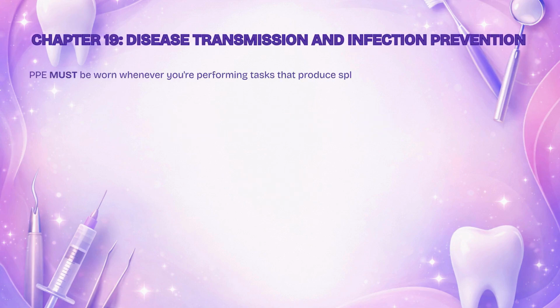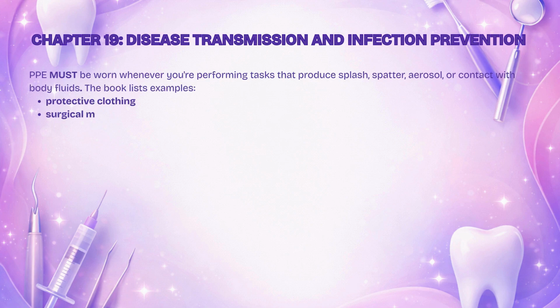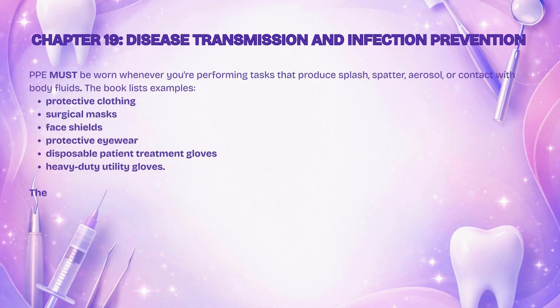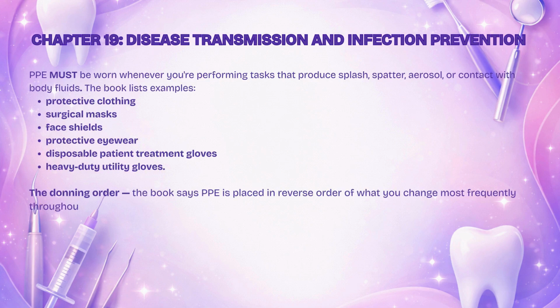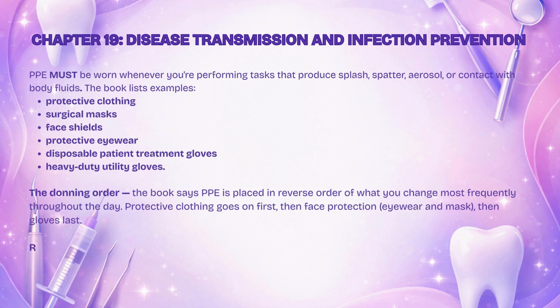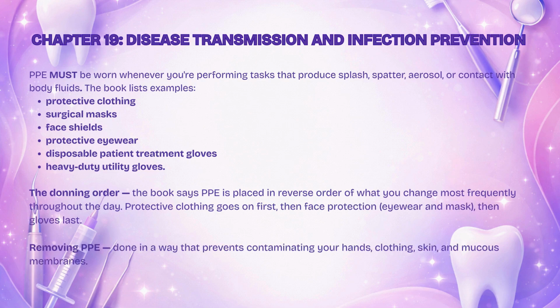Now, if you are already a dental assistant, then you know PPE must be worn whenever you're performing tasks that produce splash, spatter, aerosols, or contact with body fluids. Examples of PPE: protective clothing, surgical masks, face shields, protective eyewear, disposable patient treatment gloves, and heavy-duty utility gloves. There is an order in which you put your PPE on, which is called the donning order, and we did speak about this in our infection control 101 study session previously, so you should be familiar.